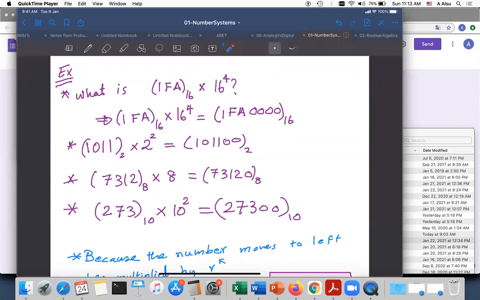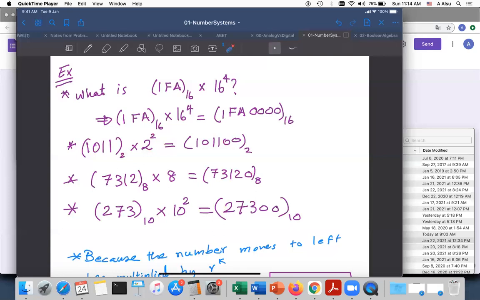1011 multiplied by 2 to the 2 is nothing but 1011 in binary, of course, followed by 2 zeros, because we have times 2 to the power 2. It has to be the same radix as this one here. 7312 base 8 times 8 is nothing but 7312 followed by a 0 in base 8. And this is a decimal example.